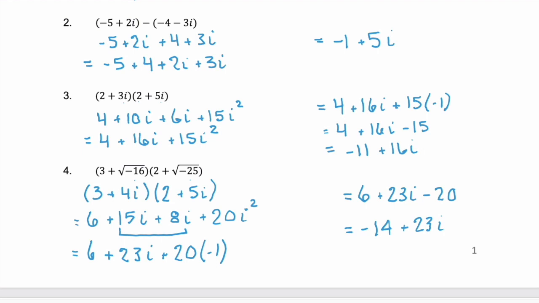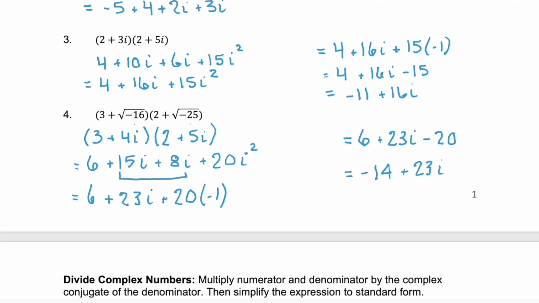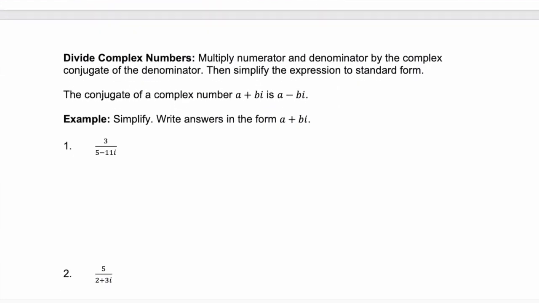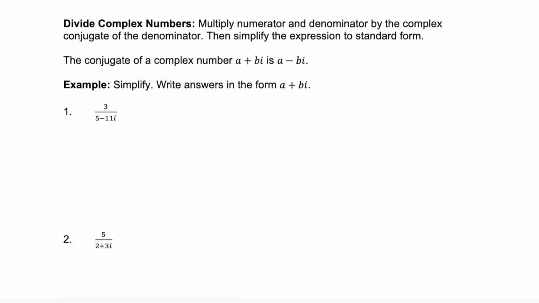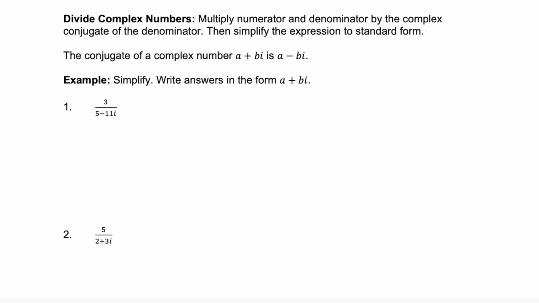Now we've covered addition, subtraction, and multiplication of complex numbers. So on page 2, let's look at how to divide complex numbers. Okay, so if we have a complex number, something that's a plus bi, in the denominator of our fraction, we're going to need to use what's called the complex conjugate. And we're going to use this complex conjugate of the denominator and multiply the numerator and the denominator by it.